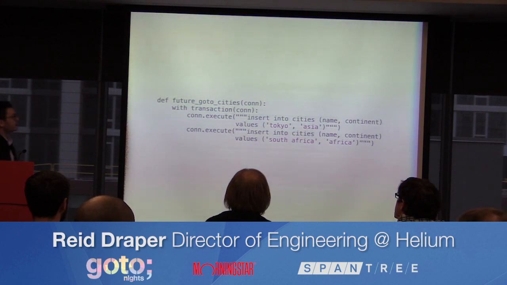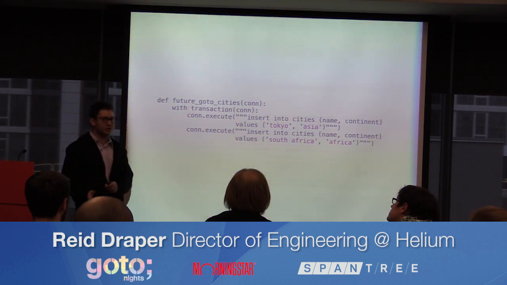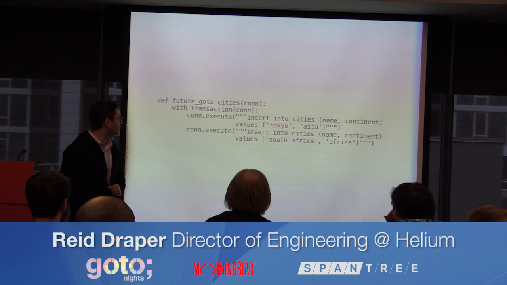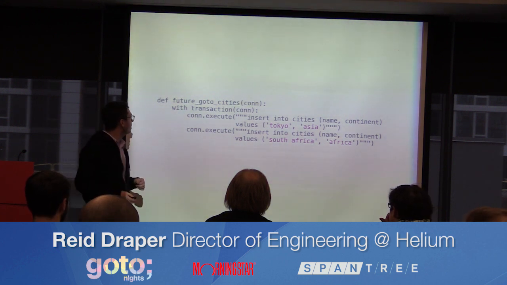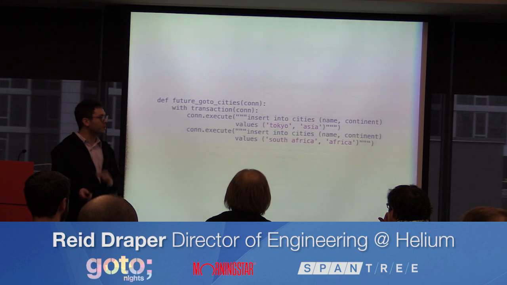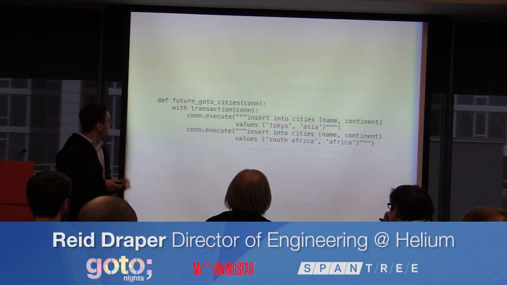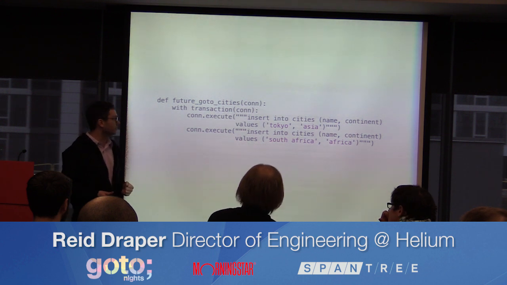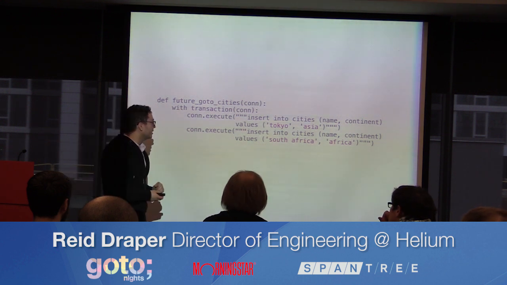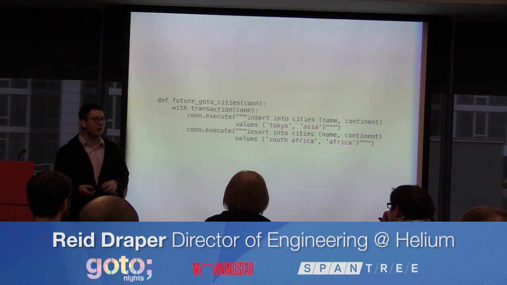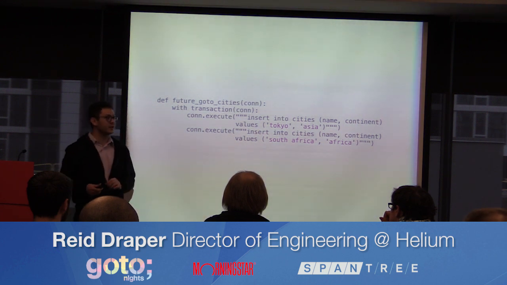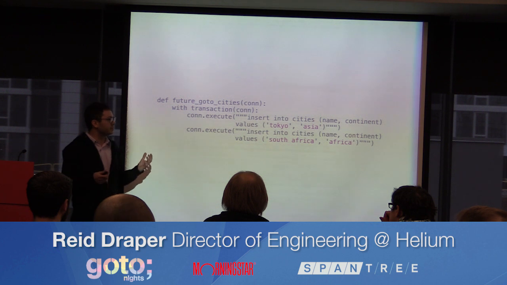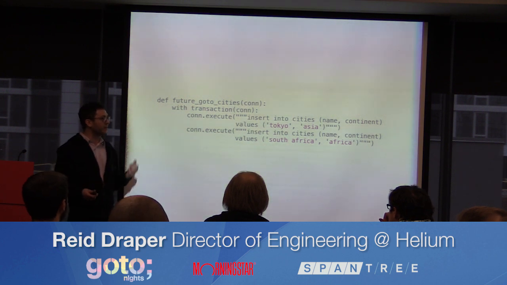Okay, now we're going to create two cities that I wish GOTO were in. So I really want to go to Tokyo and South Africa, which are in Asia and Africa. So now this is another reusable function that we can call future GOTO cities. And inside of a transaction, it's going to create Tokyo in Asia and South Africa on the continent of Africa. And so I claim that this is a transaction as well. These statements are in exactly one begin and one commit.